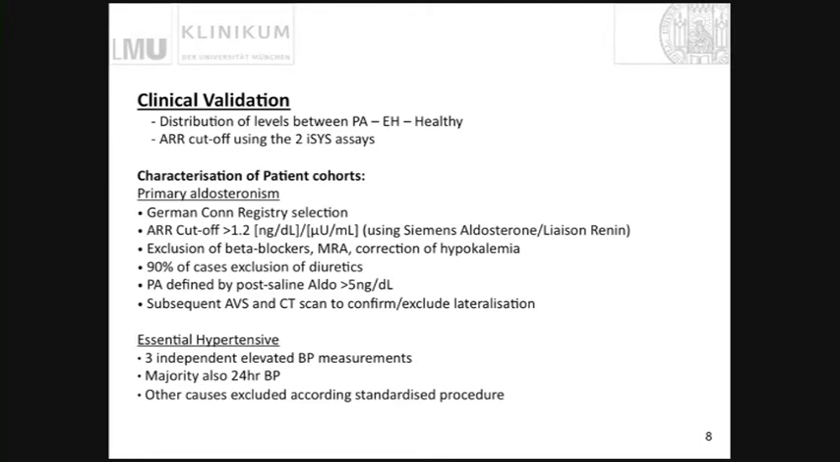The essential hypertensives that I'm going to show you were defined by 3 independent blood pressure measurements. For a lot of them, we also had 24-hour blood pressure, as they were patients who were suspected of primary aldosteronism and hence were admitted to the hospital, so they had 24-hour blood pressure. And other causes for hypertension were excluded as much as possible according to a standardized procedure of the hospital.